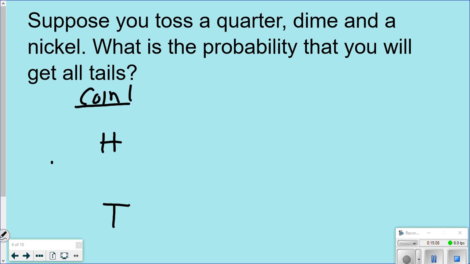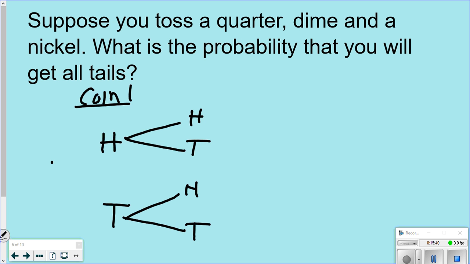Now I'm going to flip my dime. What are the options that I could have on my dime? Heads and tails. I could flip a heads on my quarter and flip a heads on my dime. Or I could have a heads on my quarter and a tails on my dime. Does that make sense so far? Okay. Let's say the first time I flip my quarter, it's a tail. I could have a tails, and then when I flip my dime, I could have a head. So I could have a tails on my quarter, a heads on my dime. Or I could have a tails on my quarter and a tails on my dime, right?